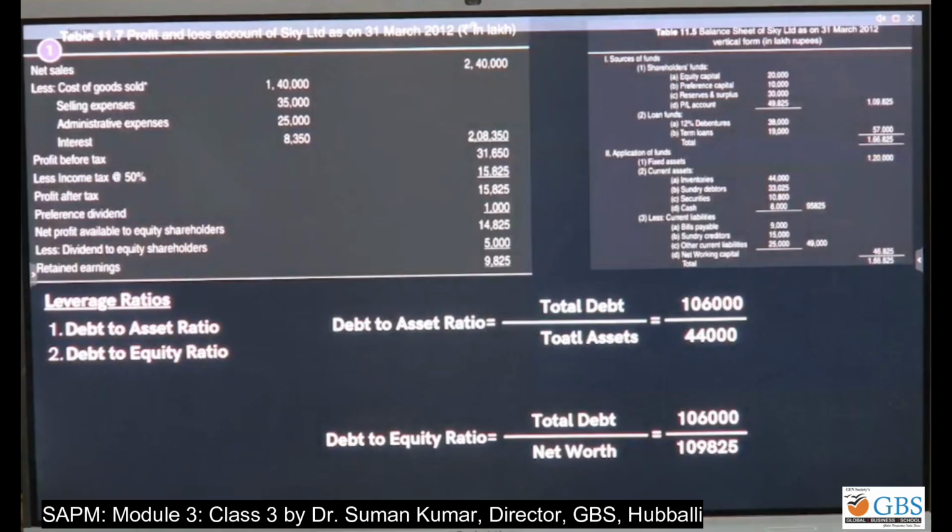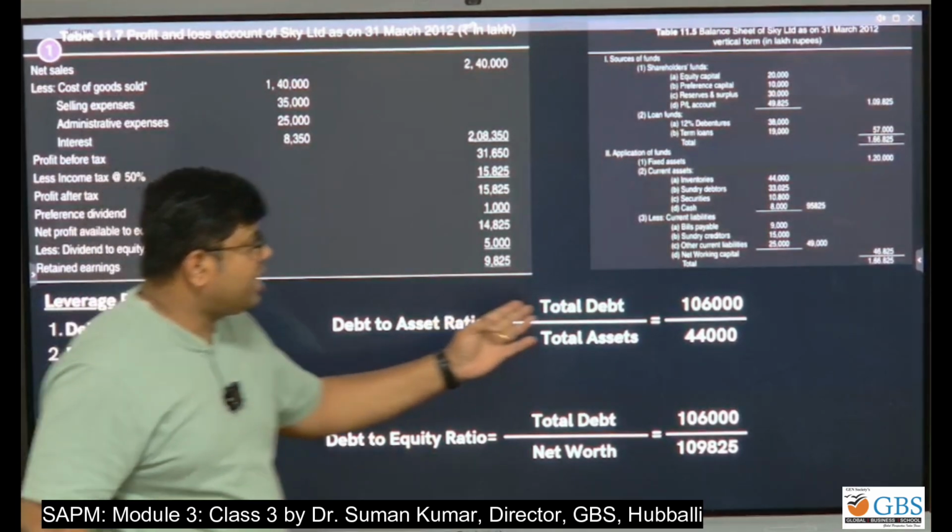1.11. There are two types of leverage ratio. One is debt to asset ratio. Next is debt to equity ratio. See, debt to asset ratio, the ratio itself tells you debt to asset. So total debt divided by total assets. Total, spelling mistake. Your job is to remember the formulas also. Now, can anyone say how to find the total debt?